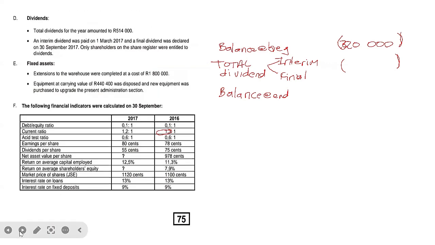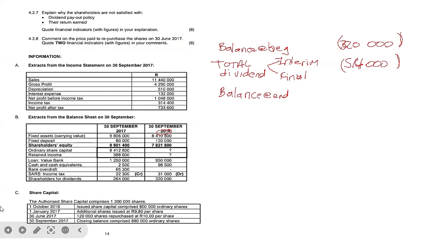Right. Total dividends for the year amounted to 514,000. Remember, our total dividend, which consists of the interim plus final dividend, amounted to 514,000. So now you need to check your shareholders for dividends at the end. Under the balance sheet, it was 264,000.